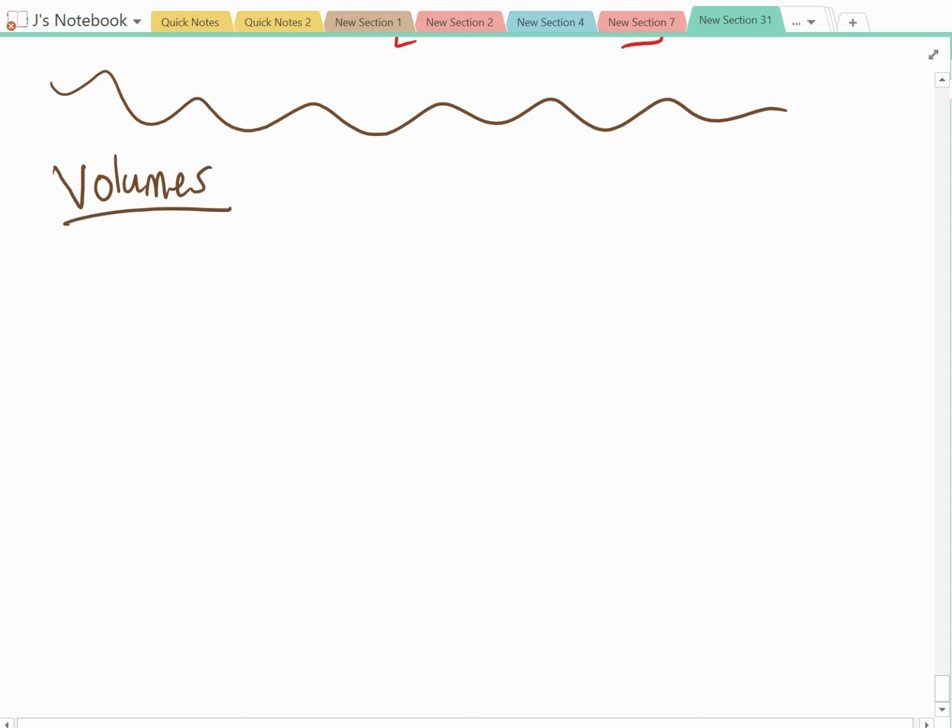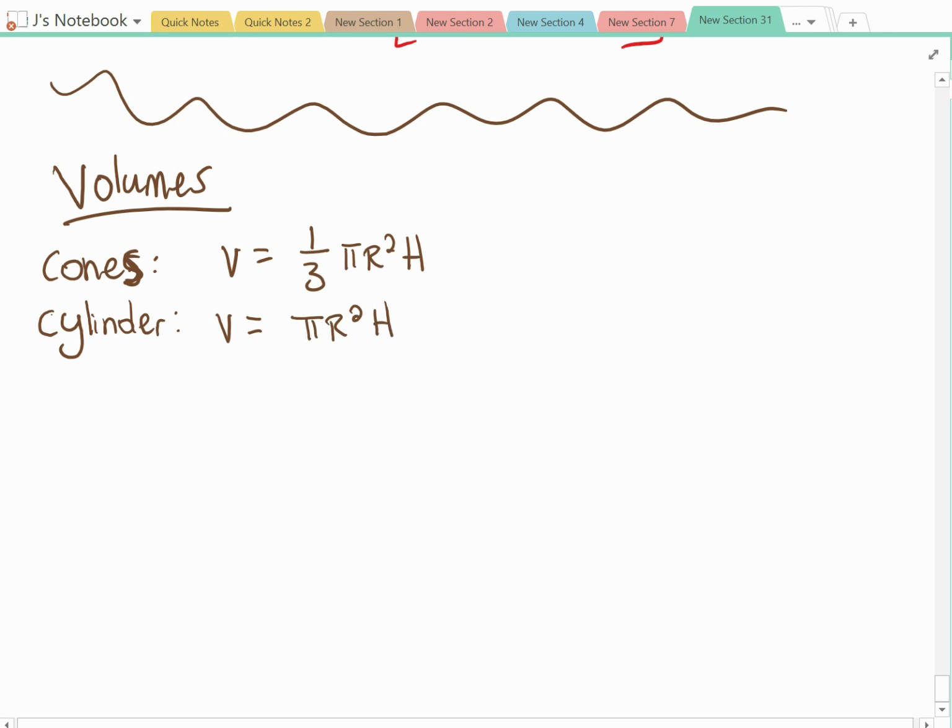So hold on. I'll give you the volume formulas that you need. You need cones. I would really like to pretend that we would give you the volume of a cone, but I don't know. It's 1/3 pi r squared times h, I think, for a cone. And for a cylinder, it's pi r squared h. For a sphere, it's 4/3 pi r cubed. We derived that in class.